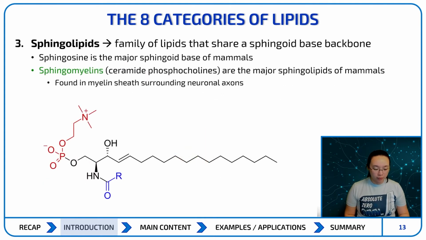I want to explain what the different parts of the structure were. In black, you have the sphingosine, which is the main backbone of your sphingomyelin. In red, you have phosphocholine, and then in blue, you have your fatty acid.